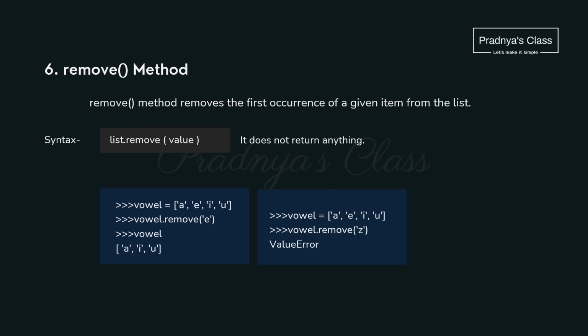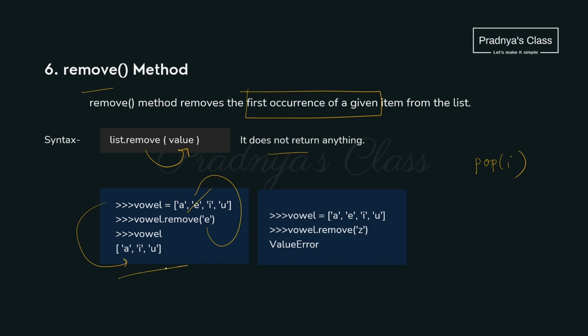Along with pop, we have the remove method. It removes the first occurrence of the given item. In case of pop, we provide an index, but in case of remove, we need to provide a value. As we know what we need to delete, that's why it will not return anything. We provided E, that's why it got deleted. When we print the list, you get to know that there is no existence of the element E.